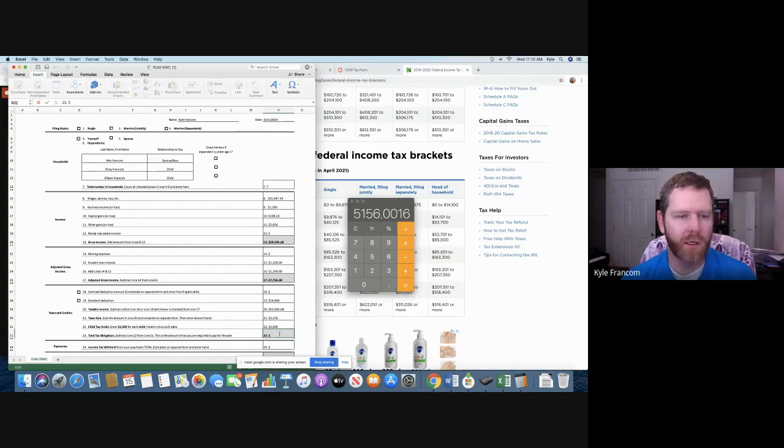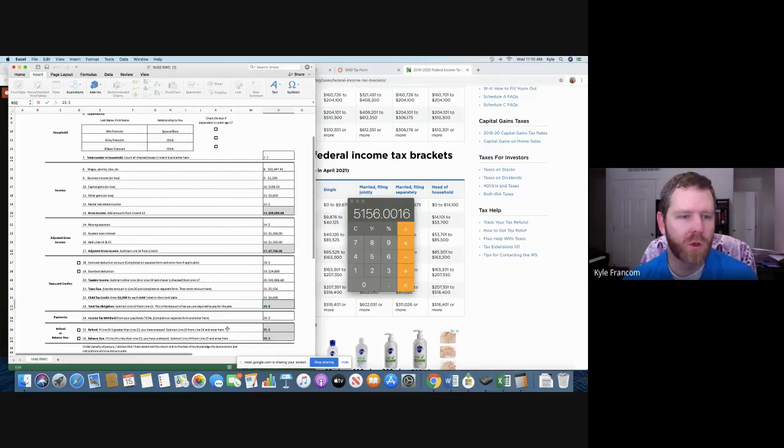So the total tax obligation. I'll go to line 23. Subtract line 22 from line 21, and this is the amount of tax you're required to pay for the year. So I take line 21, which is already in right here, and subtract line 22, which is 4,000, and that comes out to $1,156. Okay, so that's my total tax obligation.